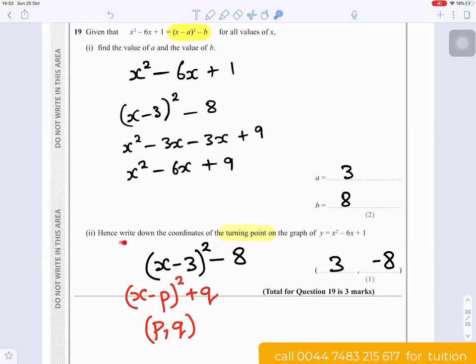Hence, part 2: write down the coordinates of the turning point on the graph of y equals x squared minus 6x plus 1. Hence means you use your answer from part 1. Since we completed the square, it is (x minus 3) all squared minus 8. How do we get the coordinates of the turning point from that? The 3 is the x value and the minus 8 is the y value. So the coordinates of the turning point are (3, minus 8).